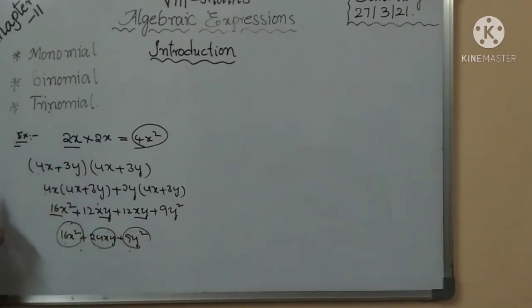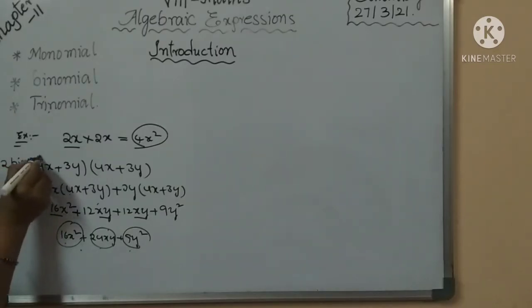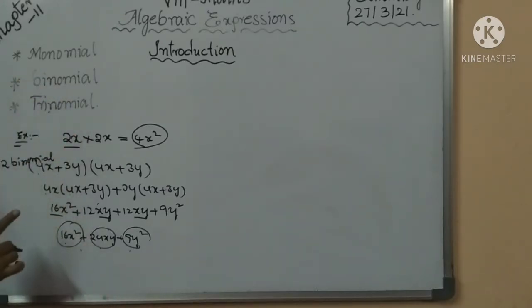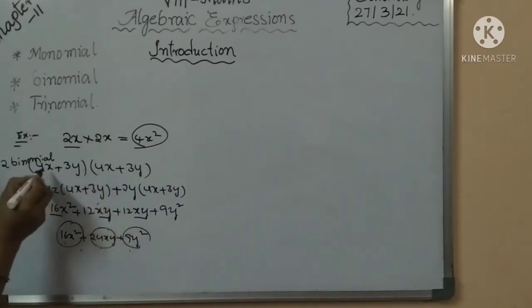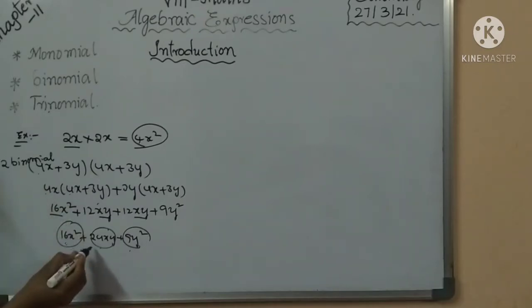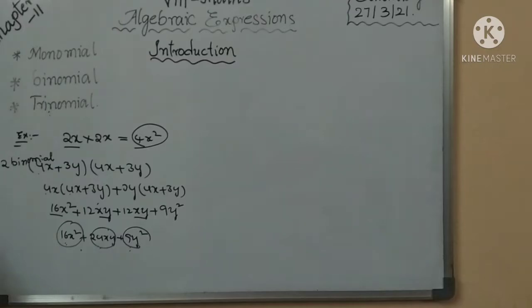It is a trinomial. So the product of the two binomials is equal to a trinomial. The product of two monomials equals a monomial. The product of two binomials equals a trinomial. Did you understand, children? So here we take two binomials and multiply them. How many terms do we get? Three terms. So three terms make a trinomial. Did you understand? Okay.